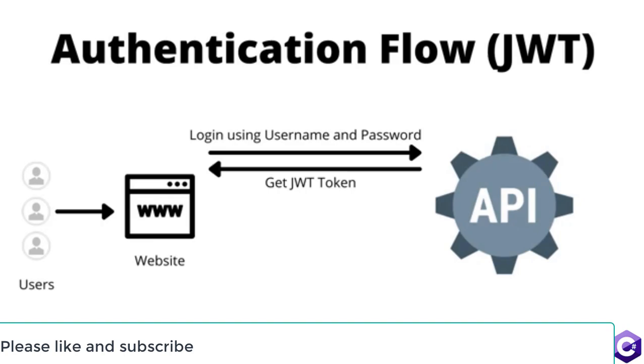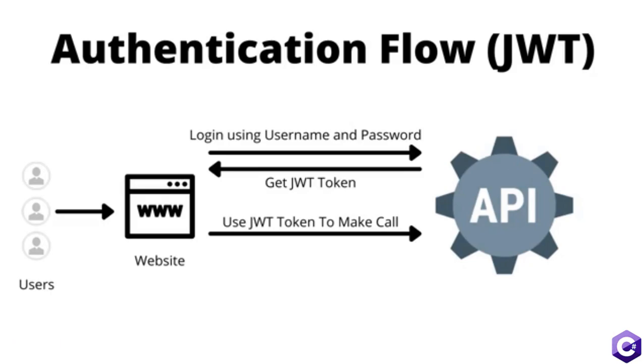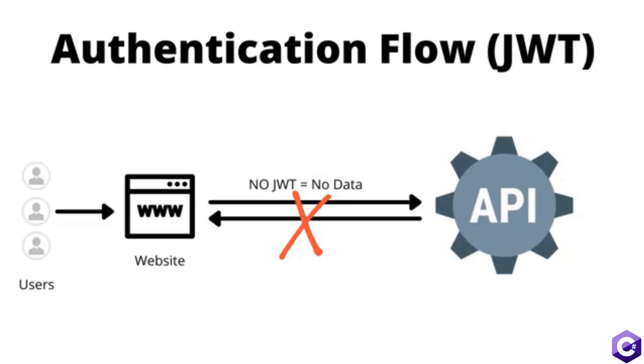The website will then use this JWT token as a way to make HTTP calls to the API to access the resources of the API and get data from the API. The API will check if this token is correct, and if it is, the API will return the data that the website asked for. If the website doesn't send a JWT or it is invalid, then no data is returned from the API. This is the authentication flow, and we will start building this in the next lecture.